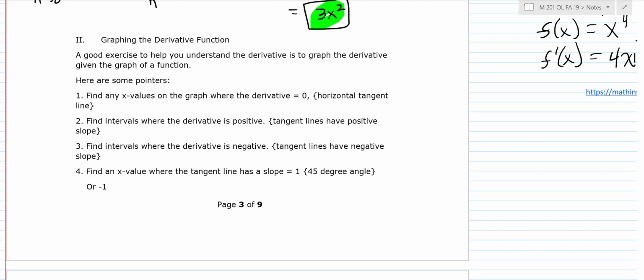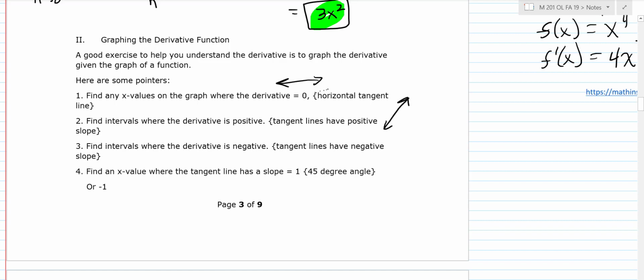So a couple things I recommend is find x values where the derivative is 0. That would be where you have a horizontal tangent line. Find intervals where the derivative is positive. That would be tangent lines have positive slope. That would be like the tangent lines are going up like this.